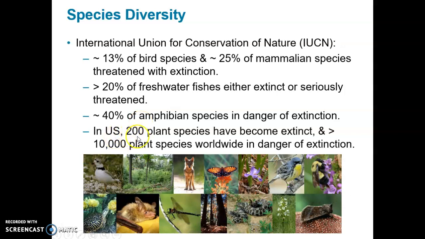In the U.S. alone, about 200 plant species have become extinct in recorded history, and most of those are in the last 100 years. And over 1,000 plant species worldwide are in danger of extinction. So if we lose this many plant species, the impact on the ecosystems is just hard to imagine.